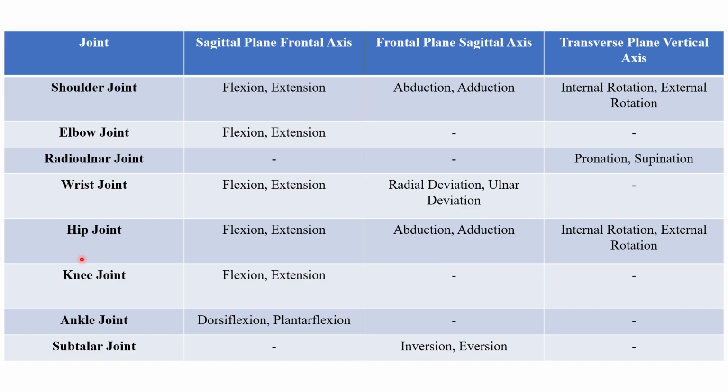Like for example, the knee joint is also known to have some amount of rotation and abduction, adduction, etc. But that we will learn later over the upcoming years. But currently, as a first year, we need to understand that these are the major movements that occur at the shoulder, elbow, radioulnar, wrist, hip, knee, ankle, and subtalar joints, which can be quoted as examples in your answers.